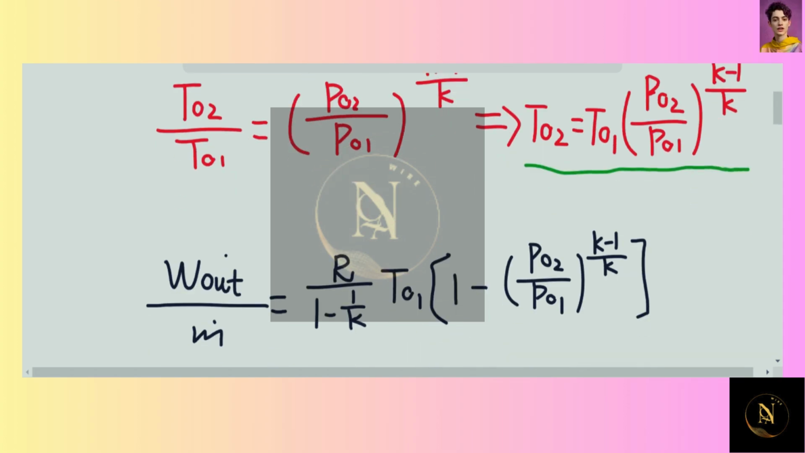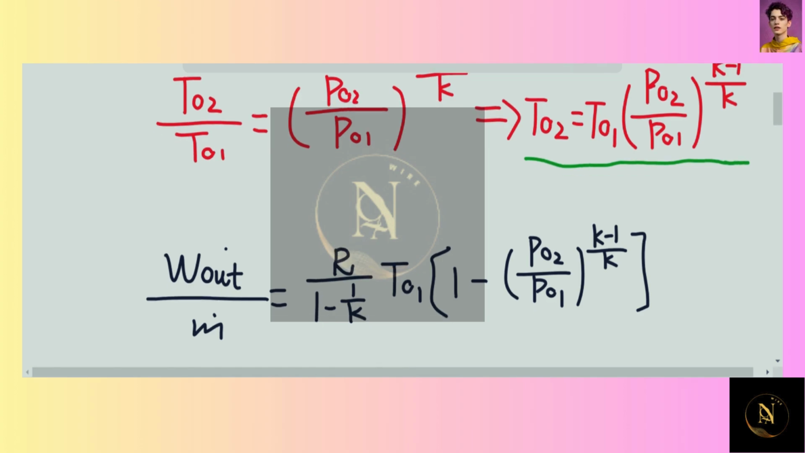So now we can plug back into the equation. Eventually you have W dot over m dot is equal to R over 1 minus 1 over K times T01, multiplied by 1 minus P02 over P01 to the power of K minus 1 over K.